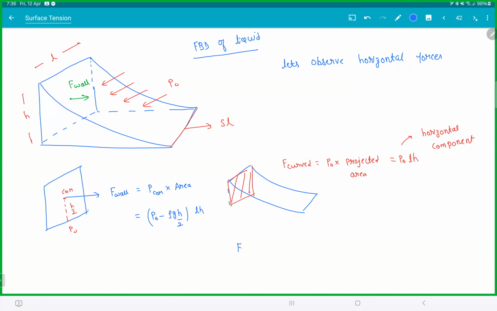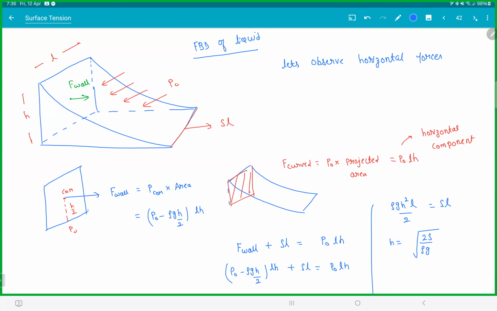So F wall is pushing it. Surface tension is pushing it, S into L, and the atmosphere is pushing, P naught into LH. So F wall will be P naught minus rho g h by 2, into LH, plus SL is equal to P naught LH. P naught will cancel. You end up with rho g h square L by 2 is SL. Therefore, h is equal to 2S by rho g. Or check.